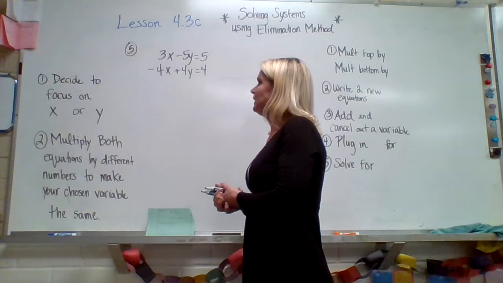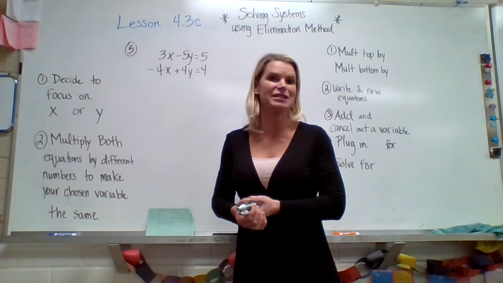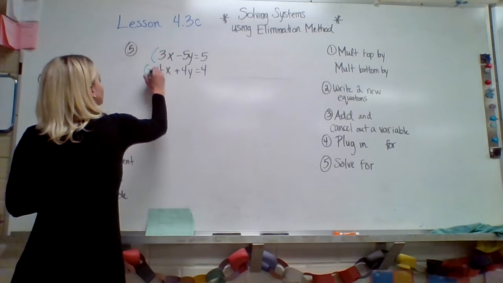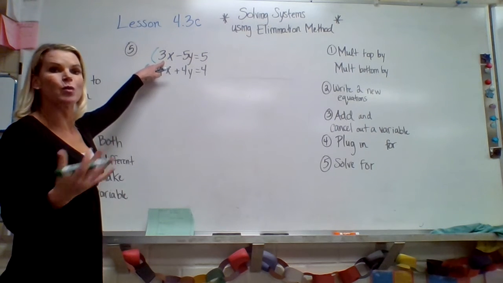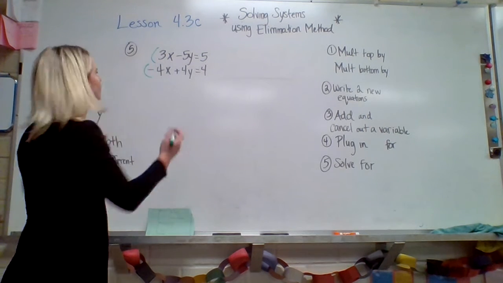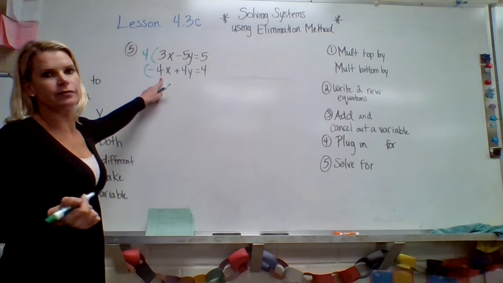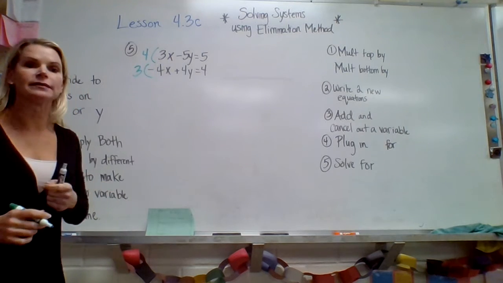I think that making the x's a 12 would be easier because the numbers will be smaller. So that means that I'm going to figure out, how do I make a positive 3 into a positive 12? 3 times what is 12? 4. How do I make a 4 into a 12? Negative 4 becomes a negative 12 by multiplying by 3.